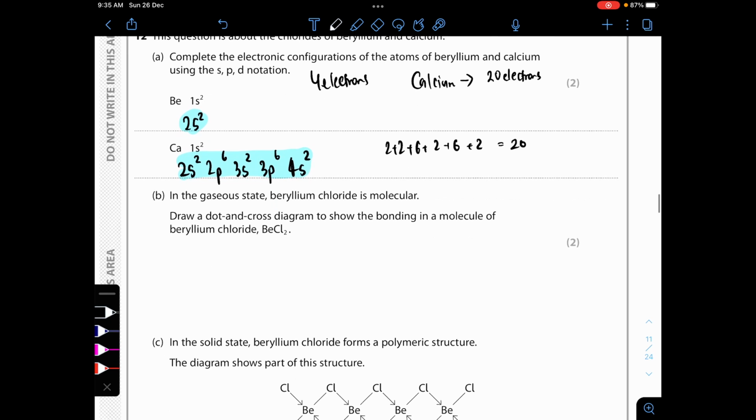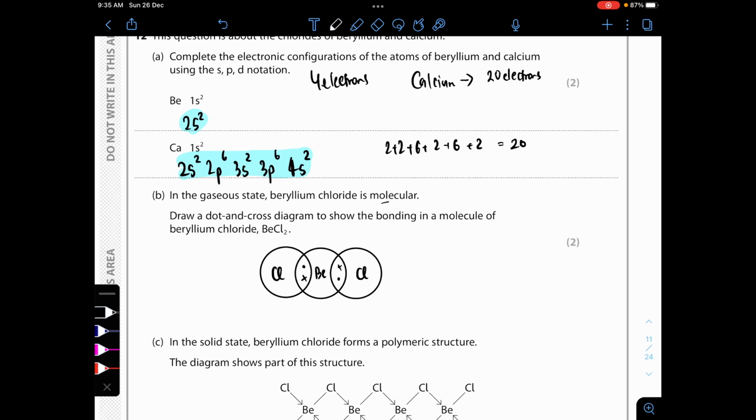Then they ask us, in the gaseous state, beryllium chloride is molecular. Draw a dot and cross diagram to show the bonding in a molecule of beryllium chloride. That's pretty straightforward. All we do is draw a circle for beryllium, and then we draw another circle over here. Copy, you can just paste it. So this is beryllium, this is chlorine, this is chlorine, and let's use crosses and dots.